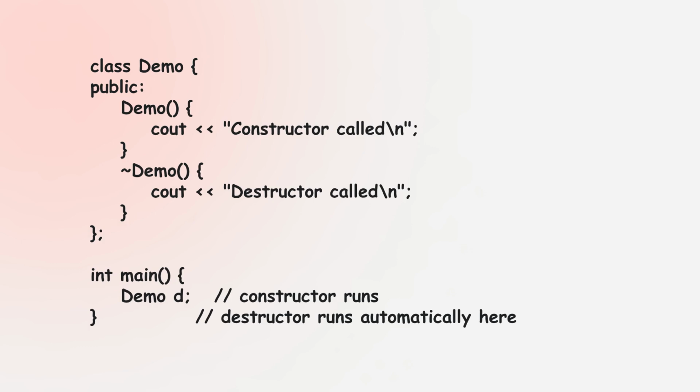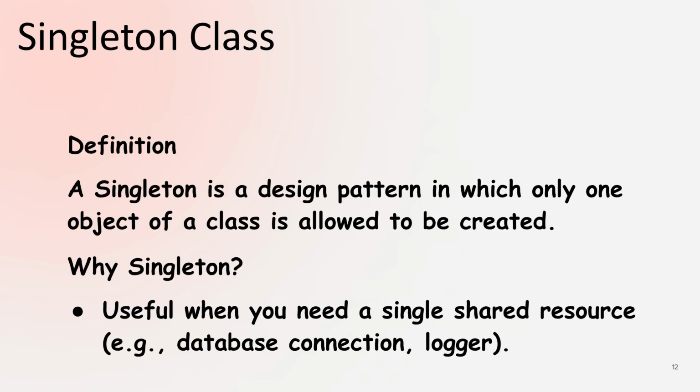In this example, the constructor is called upon object creation, and the destructor is automatically called when the object goes out of scope. A singleton is a design pattern that ensures only one object of a class can be created.